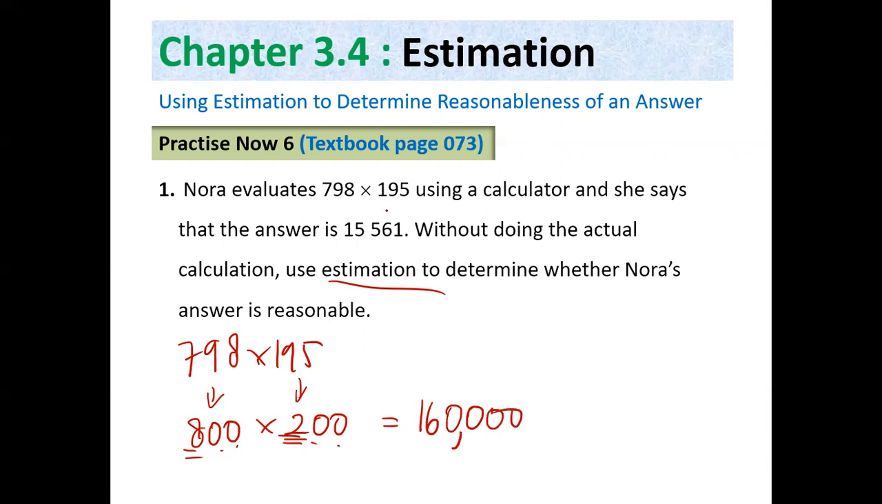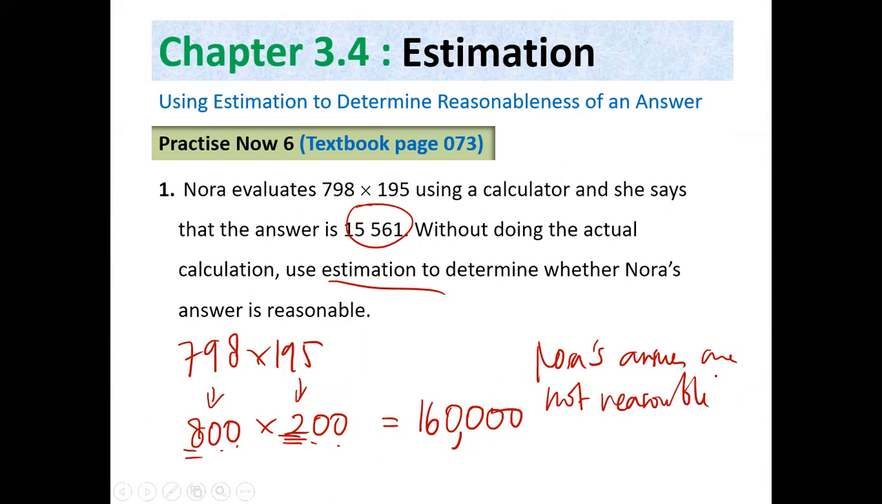Is Nora's answer reasonable? Wrong, right? So Nora's answer is not reasonable, because when I do the evaluation with the estimated value, the number cannot be different in the place value. See, 15,000 and 160,000, it's way too far. So Nora's answer is not reasonable.